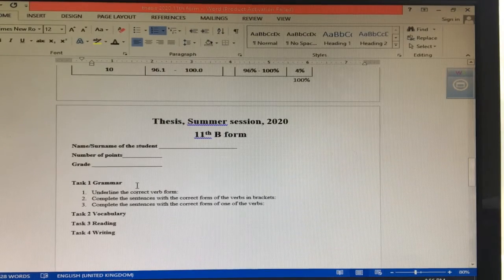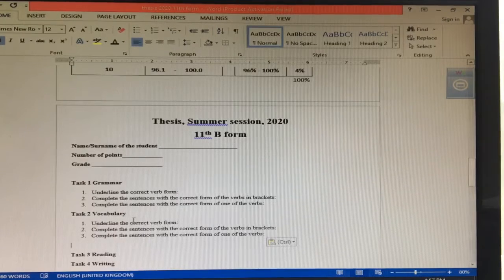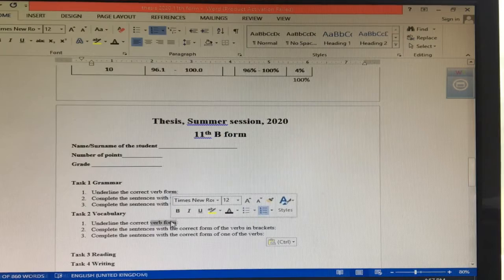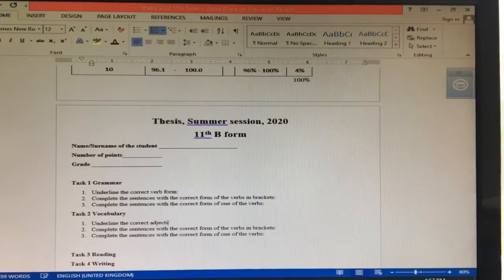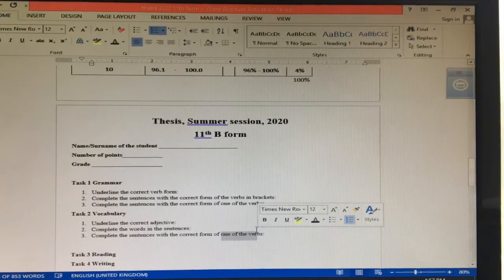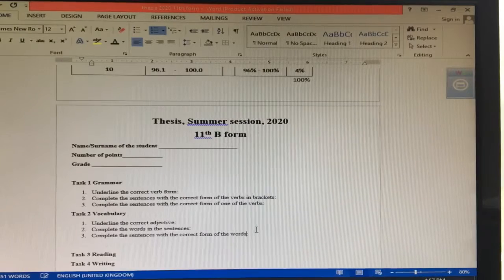Now for vocabulary we would have absolutely the same as I wanted them to be performed, but maybe instead of underline the correct verb, you underline the correct adjective, because my task will be to assess the way they use the adjective. Now complete the words in the sentences, and the last one will be complete the sentences with the correct form of the word, so past participle or present participle. So this would be for vocabulary.